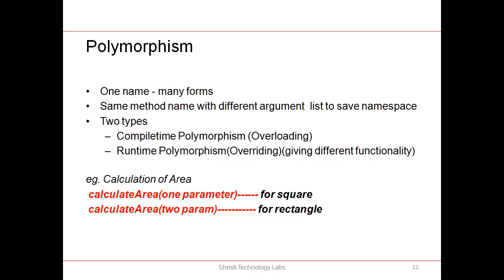Why? Because when you are trying to call an overloaded method, if that particular method is not available, it will give you a compiler error. Overriding is called runtime polymorphism. It happens on user's input only. That is why it is called runtime polymorphism. We will be seeing this in detail in these sessions.